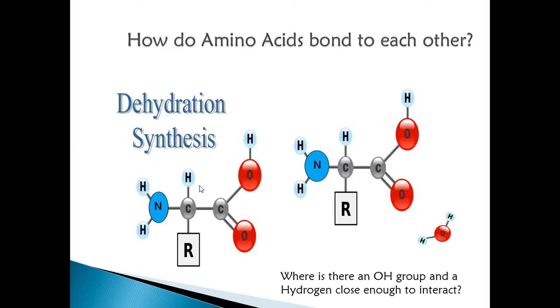So where are the OH groups that get removed? One comes from the carboxyl group, and the other one comes from that hydrogen that's on the amino group. And when you do this, you create an open bond between this carbon right here and this nitrogen, and they form what's called a peptide bond. And it's because of the removal of this water. So here's that H and that OH, and here's a water molecule that they would form.